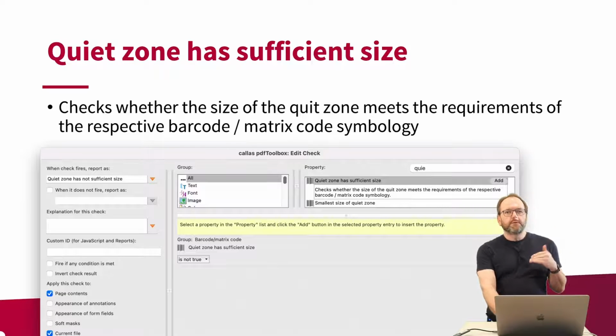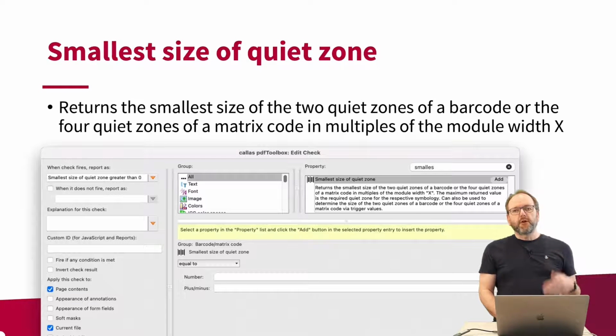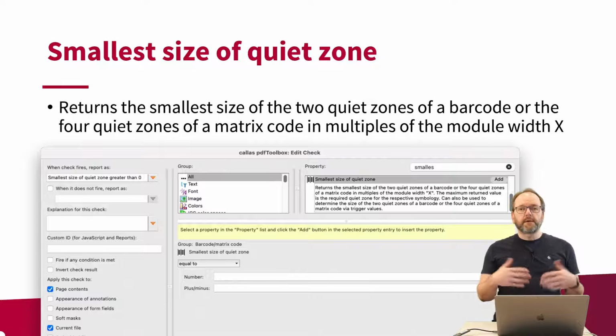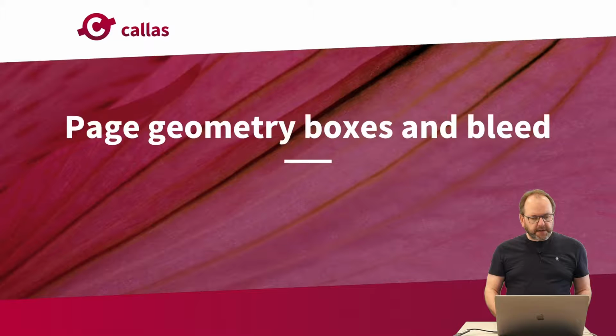pdfToolbox allows you to check whether that quiet zone is sufficient, and that is one possibility. It also has a condition that returns the smallest size. Of course, this could also be interesting, and maybe you want to pick that up in JavaScript and do something with it. So let's have a look at how that works.